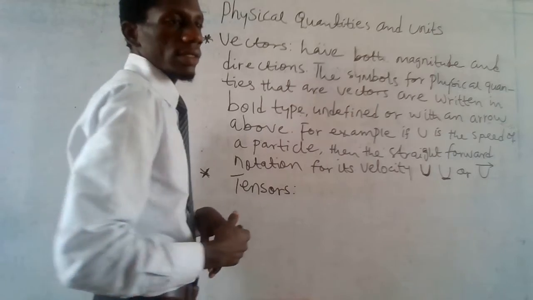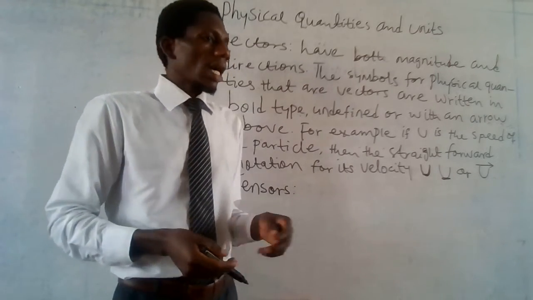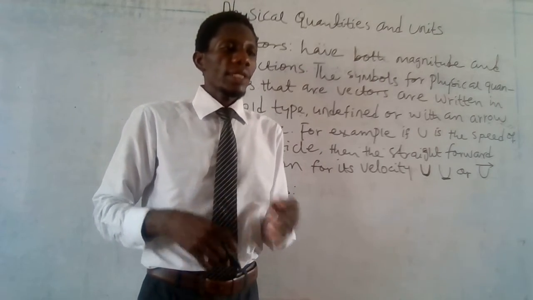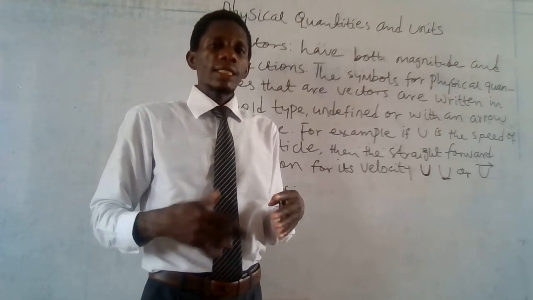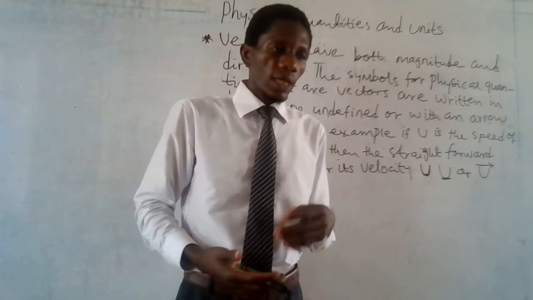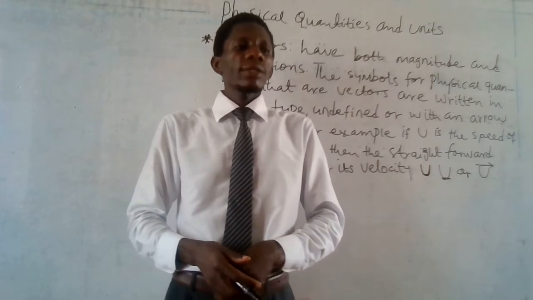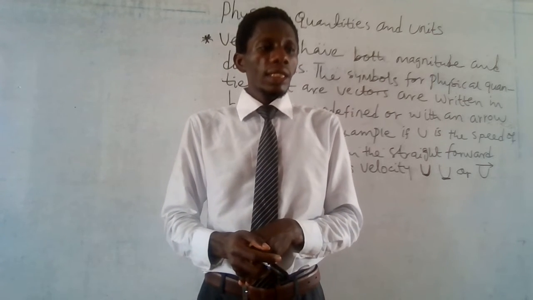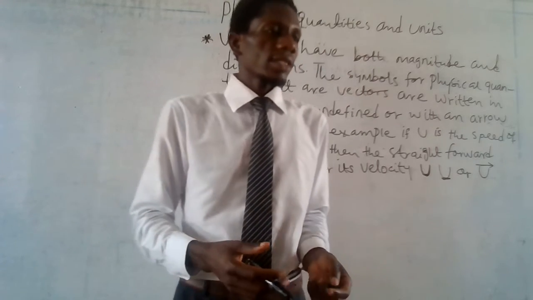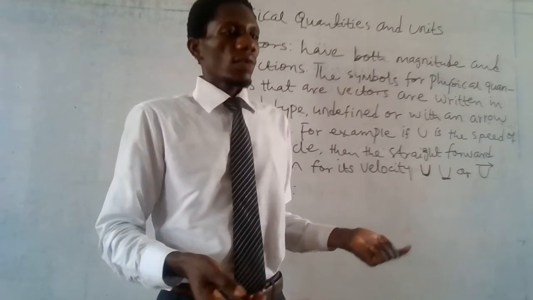And then tensors. Scalars and vectors are the simplest tensors, which can be used to describe more general physical quantities. For example, the Cauchy stress tensor possesses magnitude, direction, and orientation qualities.